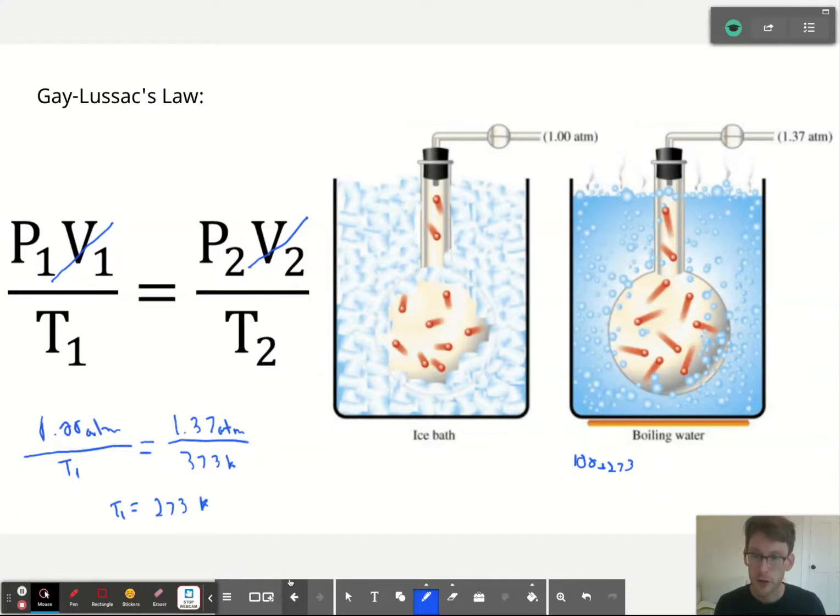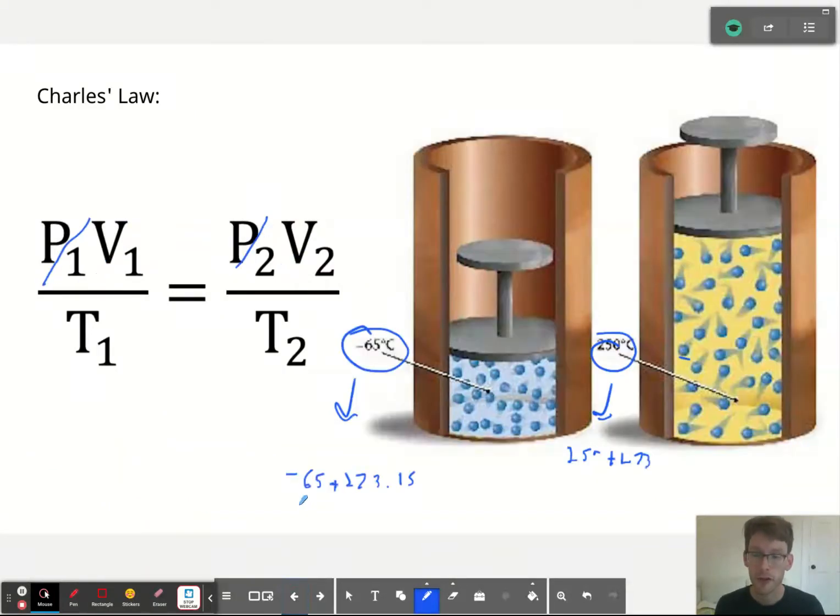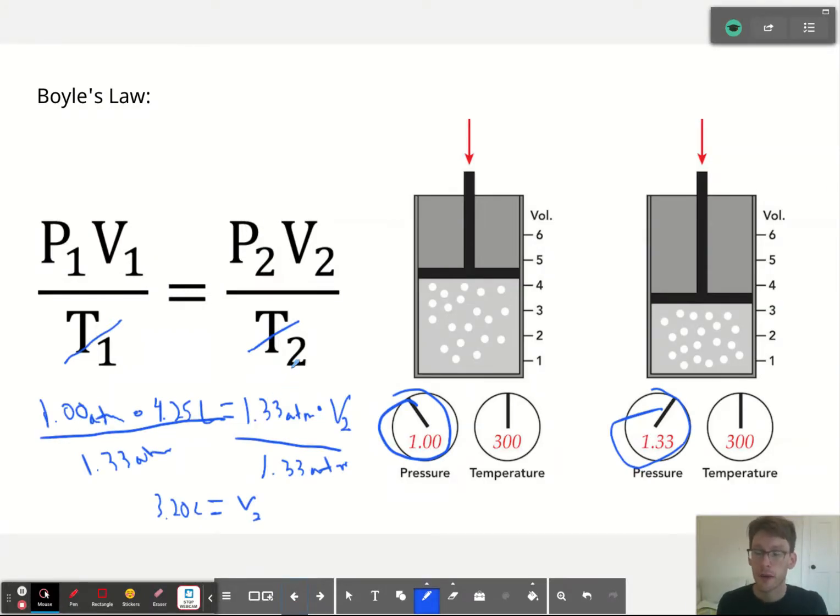So long story short, we see that pressure increases with temperature. They're directly proportional to one another. Also, volume increases with temperature. They are directly proportional to one another. As gases get hotter, they expand. And then also, if the volume changes, it changes with inverse proportionality to pressure. As something is allowed to expand, the pressure decreases. If you compress something, the pressure will increase. And those are the 3 gas laws.